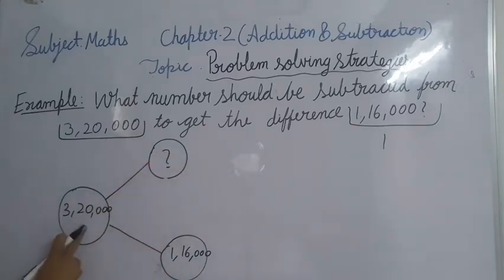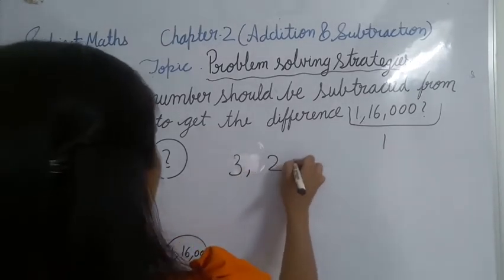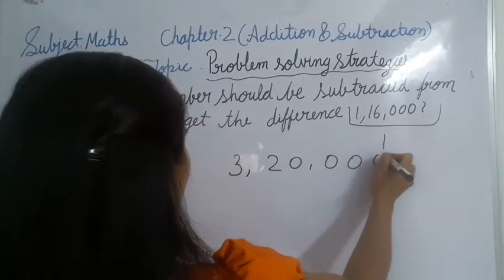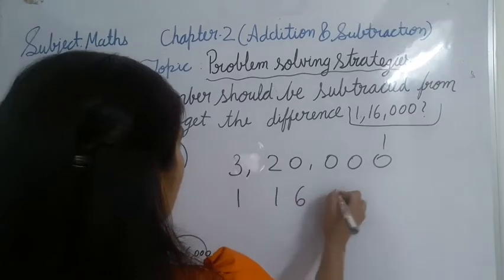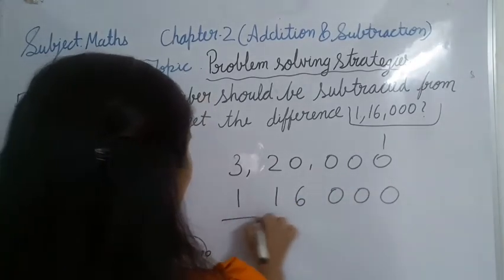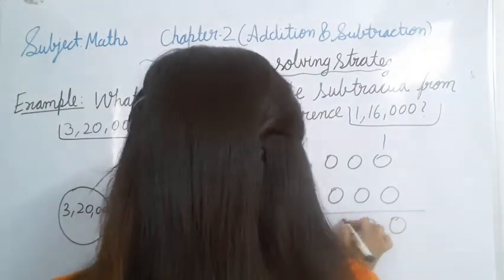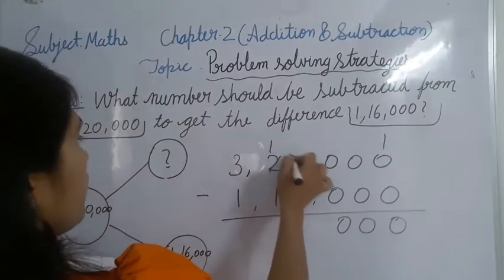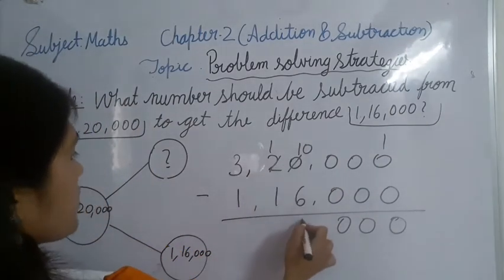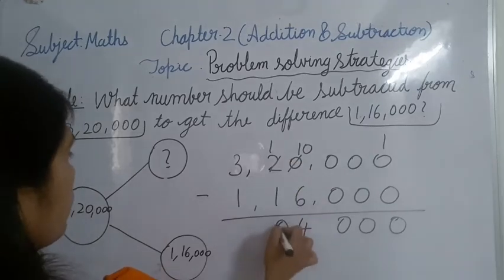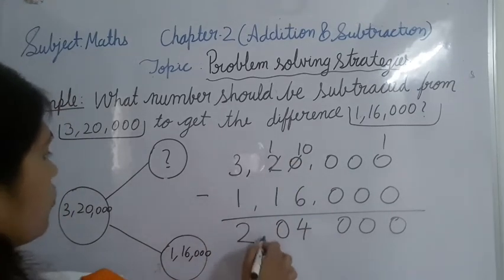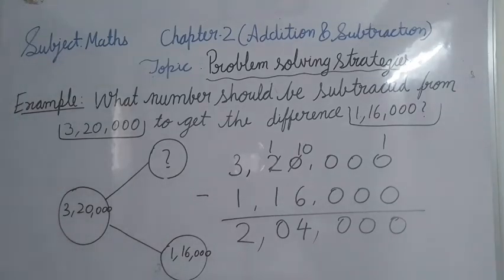How will we find this? We have to subtract this number from this. So let's solve this. 3,20,000, and we have to subtract 1,16,000. So you will get 0, 0, 0, 10. Here I will take 10 here. 10 minus 6, 4. 1 minus 1, 0. And 3 minus 1, 2. So what is our answer? 2,04,000. Clear?